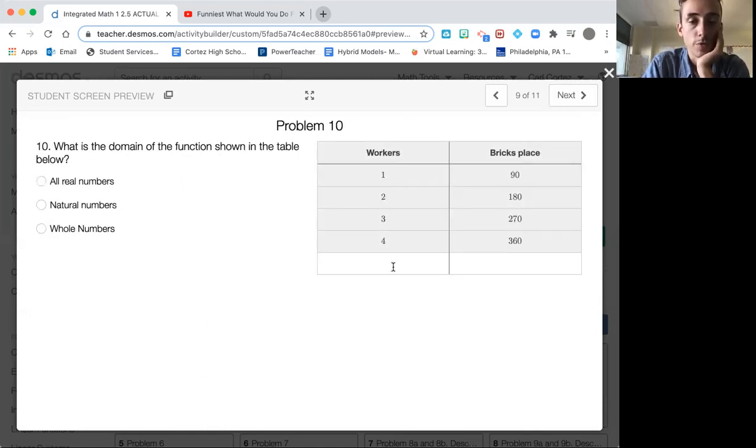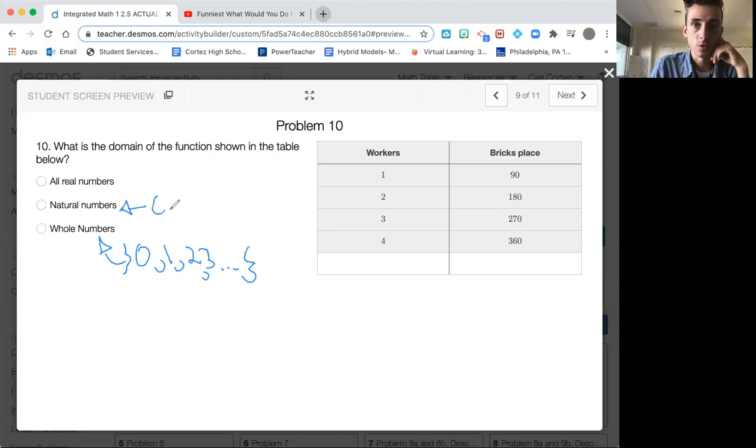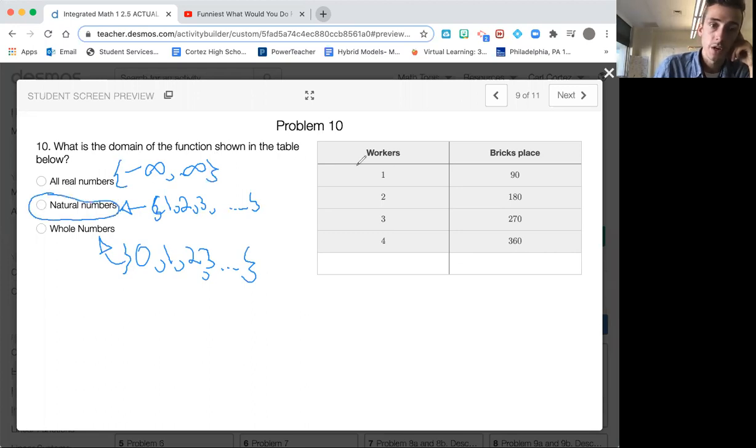This starts at 1 and moves forward. So it's not whole numbers, because remember, whole numbers include 0, 1, 2, 3, so on and so forth. Natural numbers includes 1, 2, 3, so on and so forth. All real numbers includes from negative infinity to positive infinity. So natural numbers is what you need, because you're starting with 1, and then we can assume it's going to keep going. Does this help?